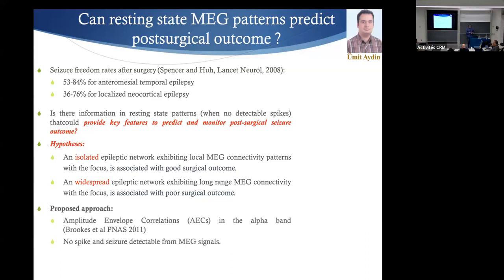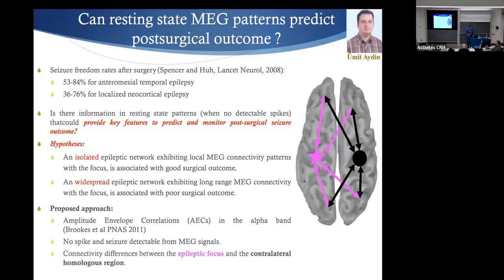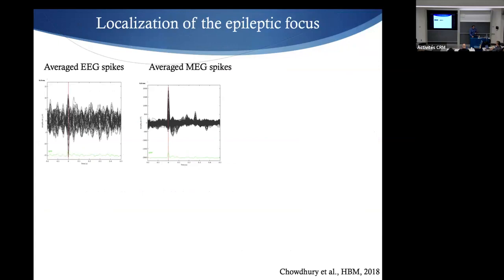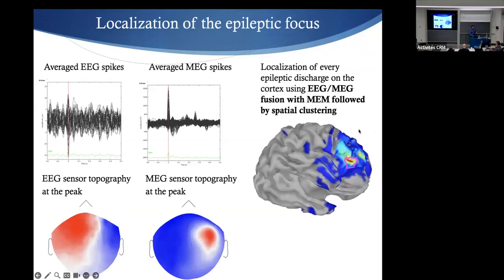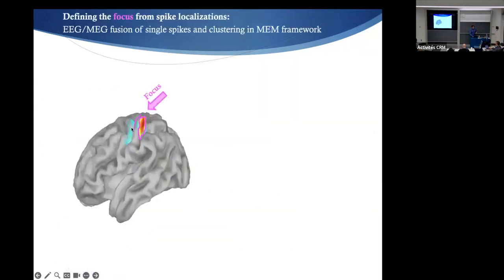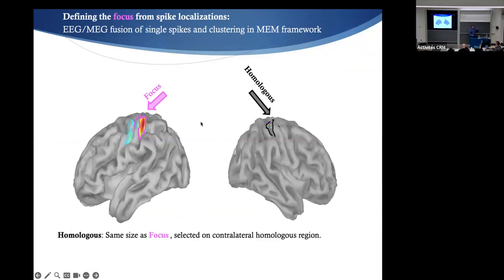To do that, we use the famous amplitude envelope correlations proposed by Brookes, and we selected data with no spikes. We are comparing seed-based connectivity with the focus and seed-based connectivity with the contralateral regions. So I have very few slides left. First, we localize the focus as I showed you at the beginning of this talk using spikes. So I have this localization. Then I define the focus, I define the homologous contralateral area, and I use those two regions to do seed-based connectivity.